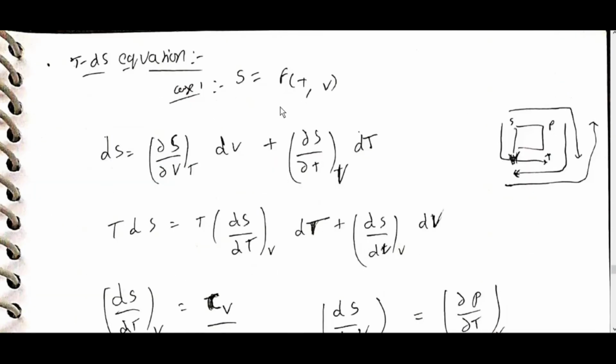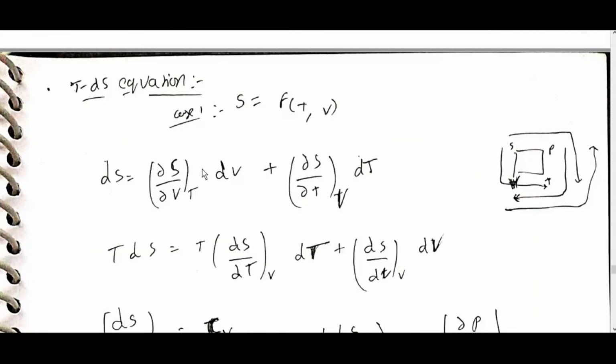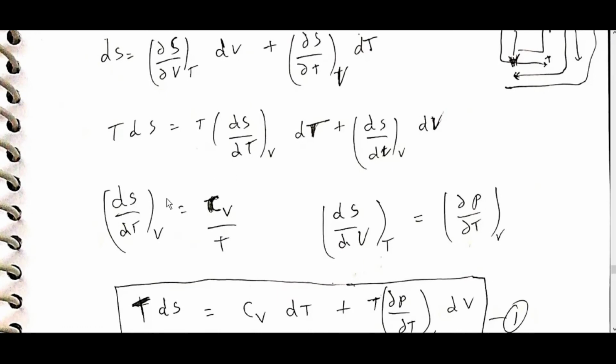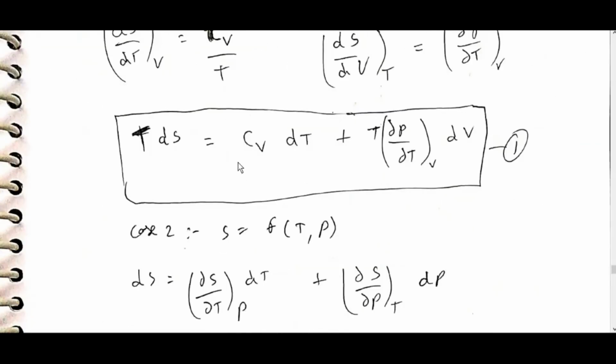TdS relation: S is equal to f of T, V. dS is equal to ∂S/∂V into dV plus ∂S/∂T into dT. From ∂S/∂T at V is Cv by T, and ∂S/∂V at T is ∂P/∂T from the Maxwell relation, TdS is equal to Cv dT plus T ∂P/∂T at constant volume into dV.